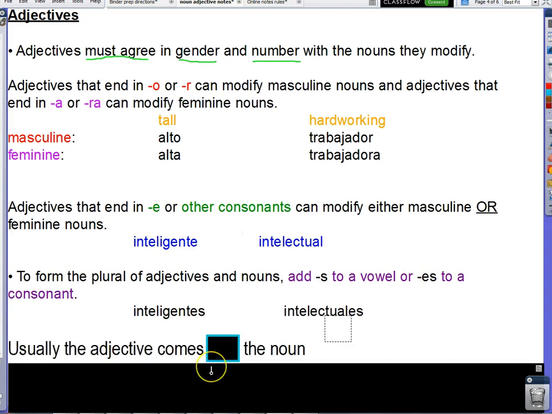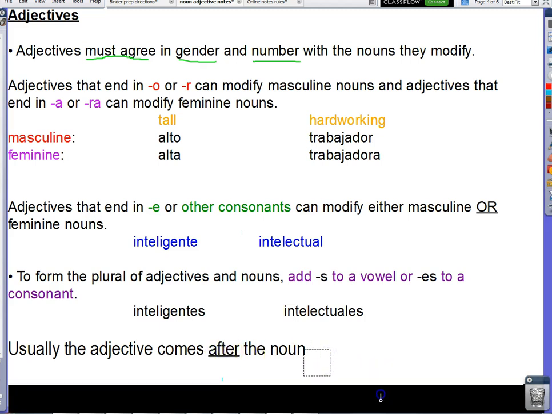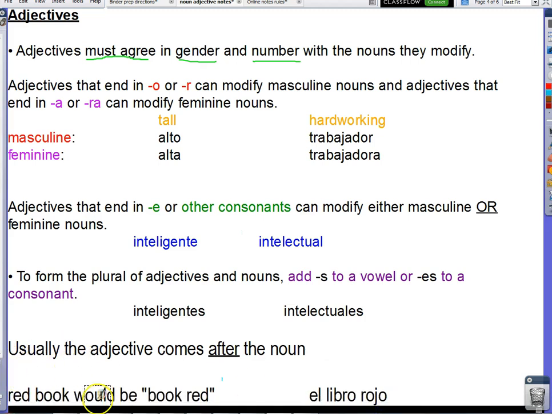And don't forget that usually the adjective comes after the noun in Spanish. In English, we would say red book, but in Spanish, we would say book red. El libro rojo. That's what order those words would go in. I'm sure you remember that. Black cat, cat black. Book red, red book. You've got to flip them around between English and Spanish.